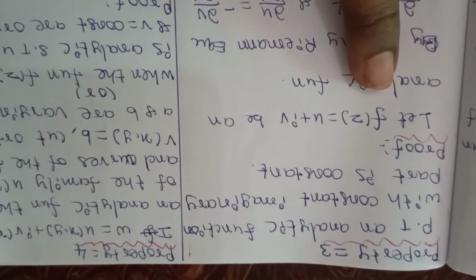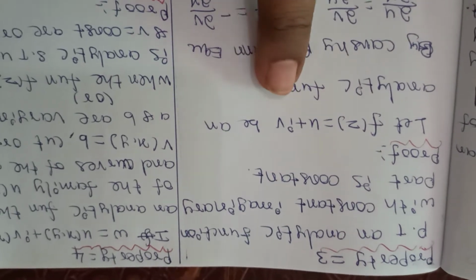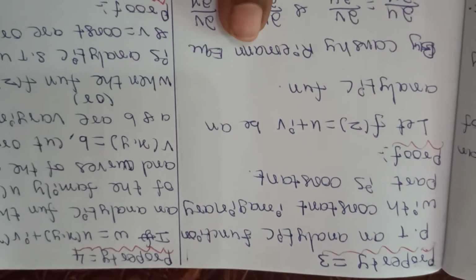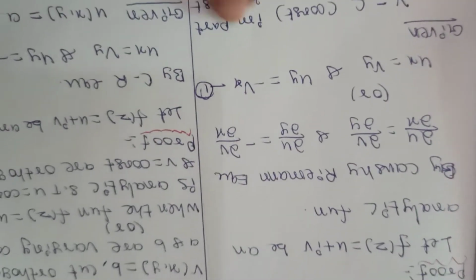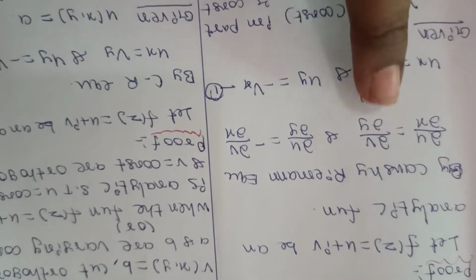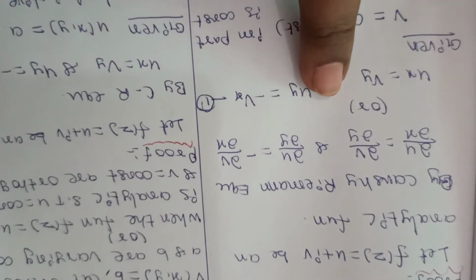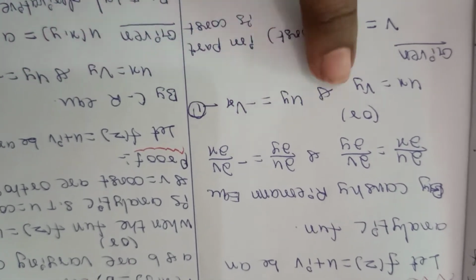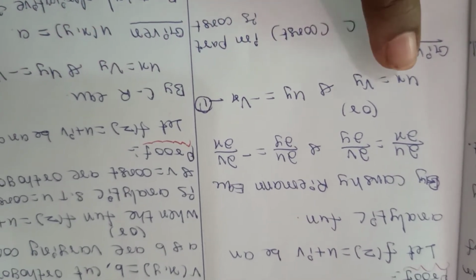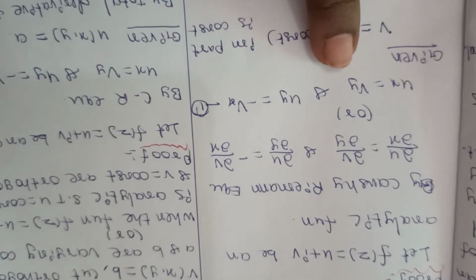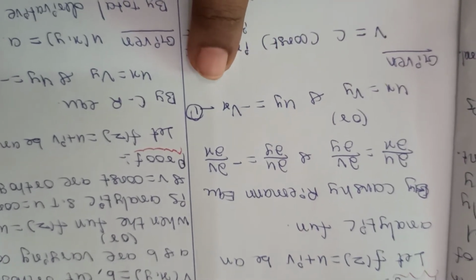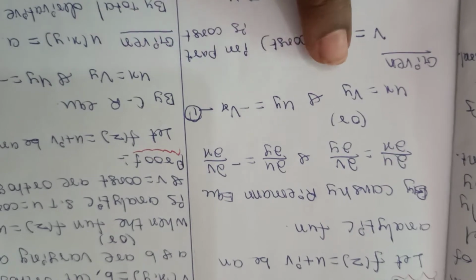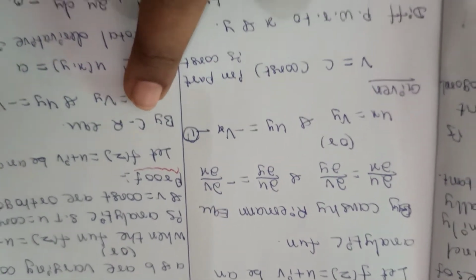First, let f(z) = u + iv be an analytic function. By the Cauchy-Riemann equations, ∂u/∂x = ∂v/∂y and ∂u/∂y = -∂v/∂x. That means we can write ux = vy and uy = -vx. Take these two equations as equation number 1.